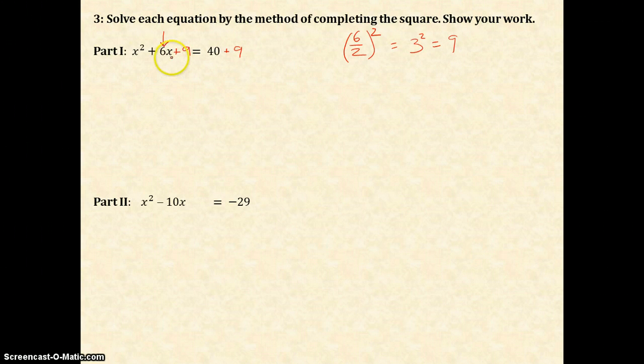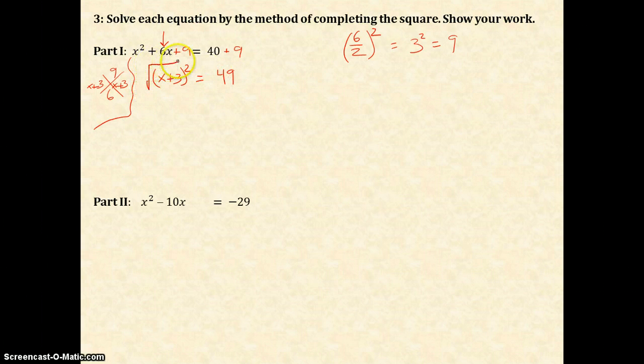Why did I do that? Because now this factors. 1 times 9 is 9, b is 6, and 3 times 3 is 9, 3 plus 3 is 6, so this factors into x plus 3 times x plus 3, and that is x plus 3 squared equals 49. Why is that cool?